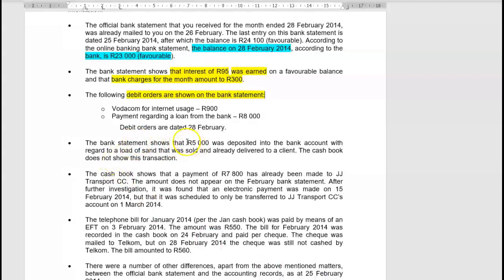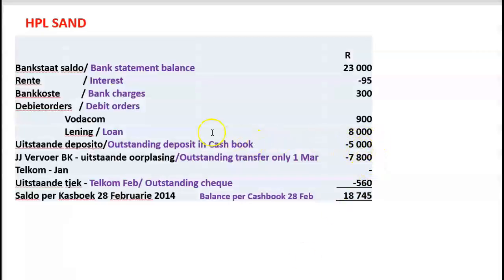The bank statement shows that 5,000 Rand was deposited in the bank account with regard to a load of sand that was sold and already delivered to the client. The cash book does not show this transaction. Now, that must have been a direct deposit. Again, they want the cash book balance before I make any adjustment entries. So I want to remove that out of my bank statement, because it increased my bank statement balance by 5,000 Rand. So I'm going to take it out: deposit to the cash book, 5,000 Rand.